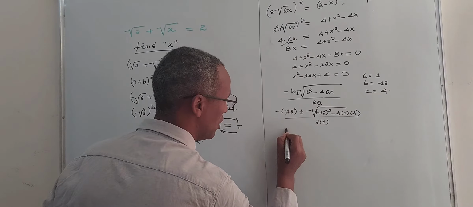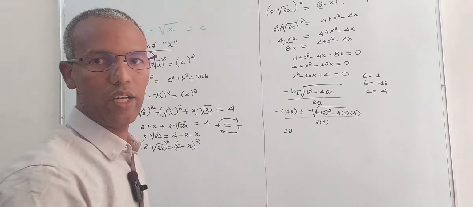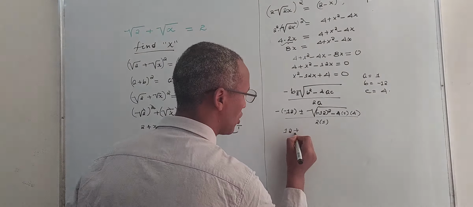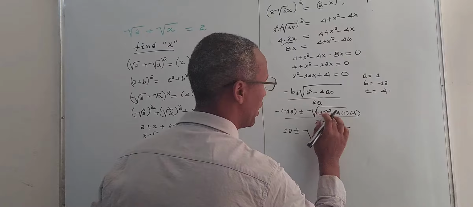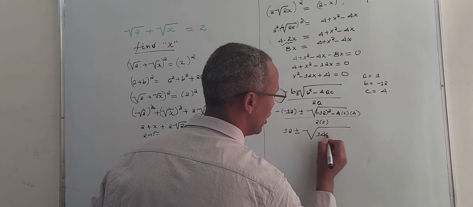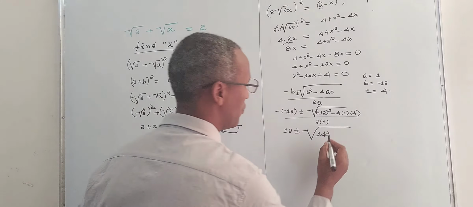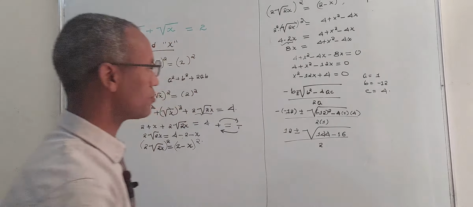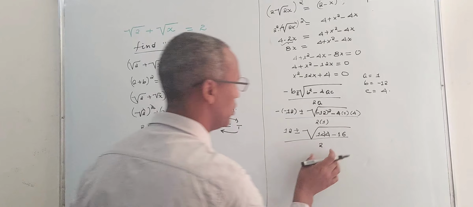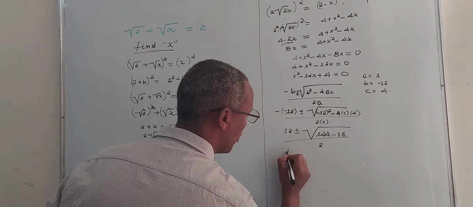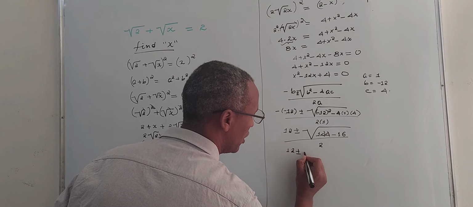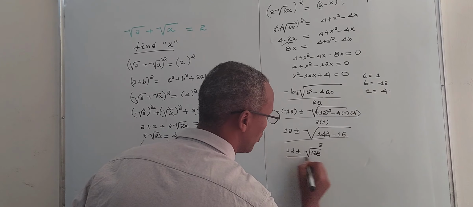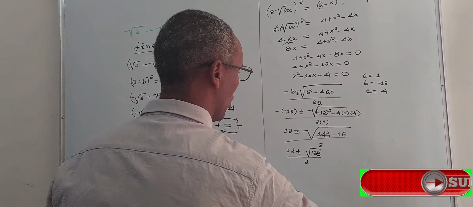Now you can multiply this out. You get 12, because a negative sign multiplied with a negative sign gives a positive sign, right? Plus or minus square root of positive 144, minus 16, over 2, okay? Now you can subtract this from this. When you subtract, you will get 128 over 2, right? So that is what you can get.